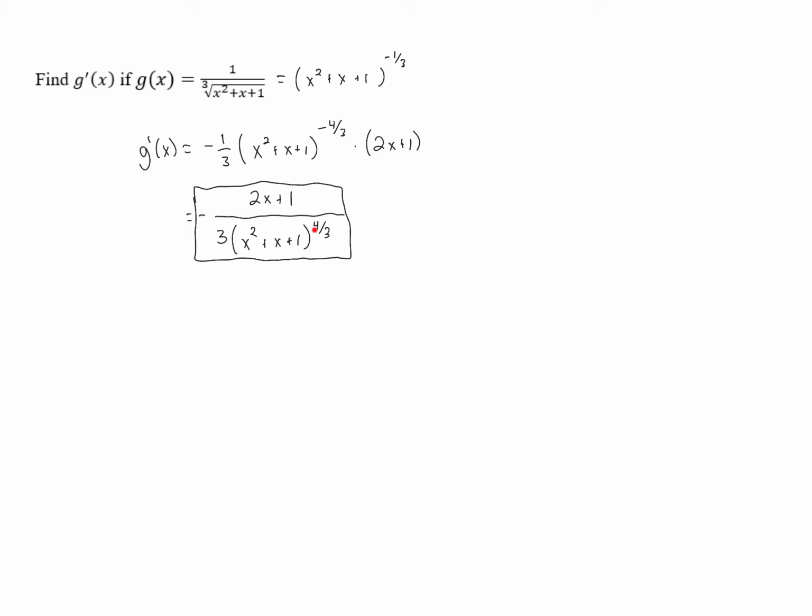Looks a little bit nicer because we don't have that negative exponent. There's not really much we can do with this 4/3 power. We could put it as a cube root with a power of 4. You could write it that way. Maybe it looks a little bit nicer, I don't know. I'm fine with it just like this. So this is what we get after we use the chain rule.